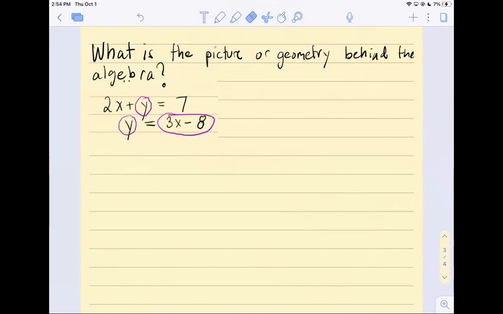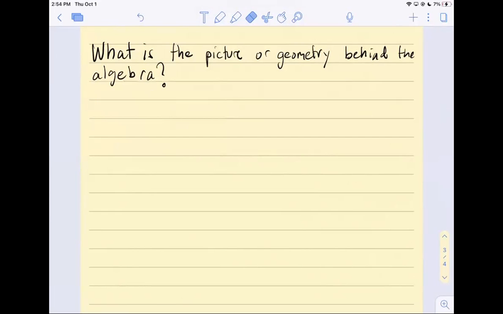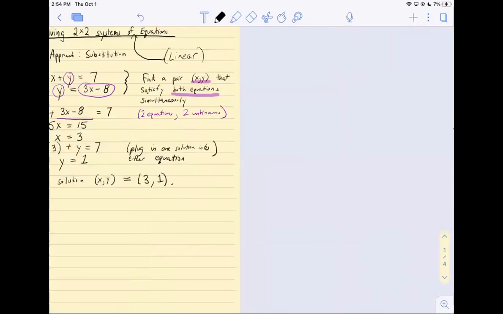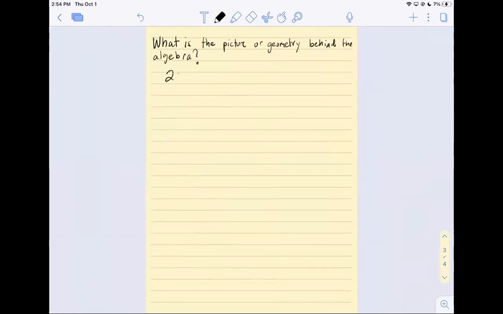So, wait. How do I undo that? Okay, what was it? 2x plus y equals 7, y equals 3x minus 8. So 2x plus y equals 7, and then y is equal to 3x minus 8. So we talked about in the beginning of class how these are both equations of lines.